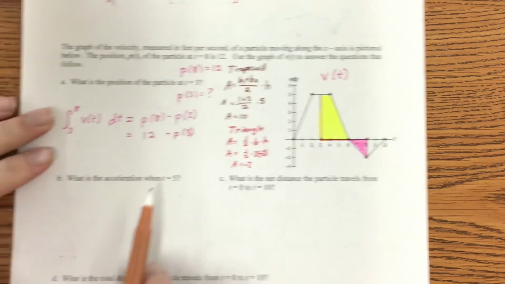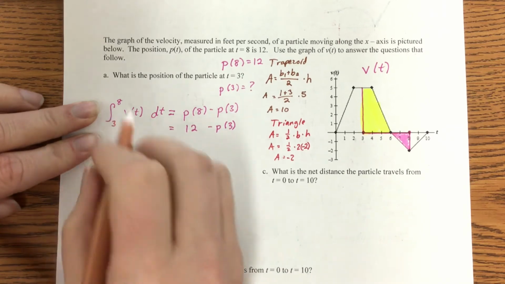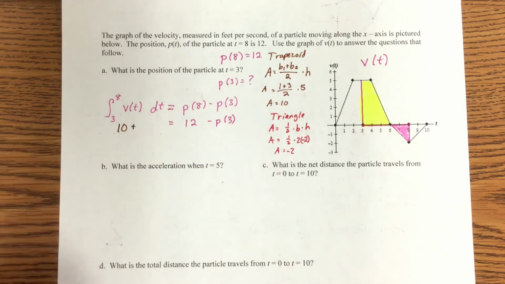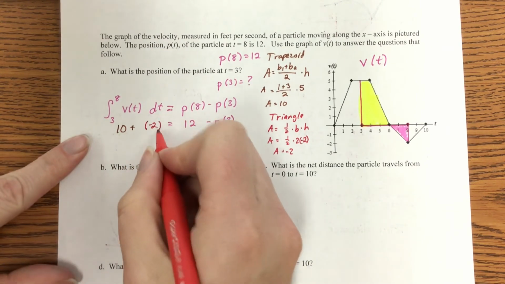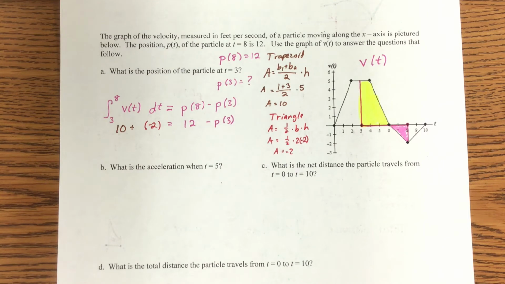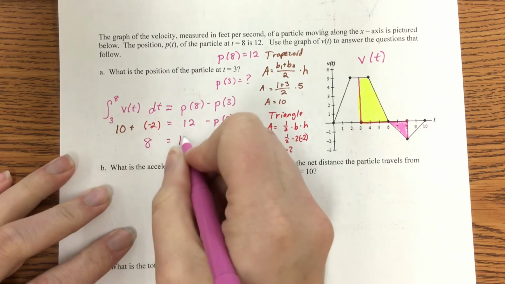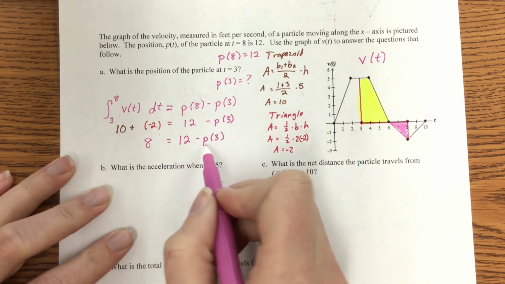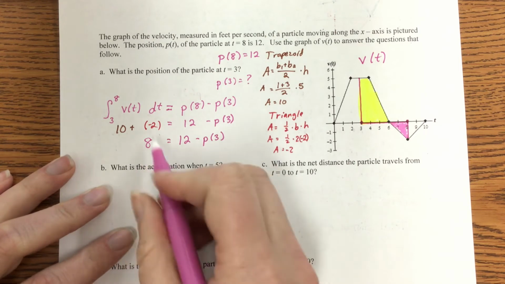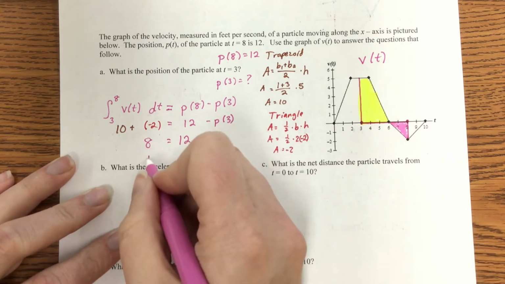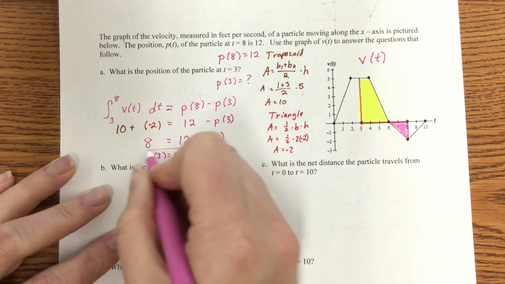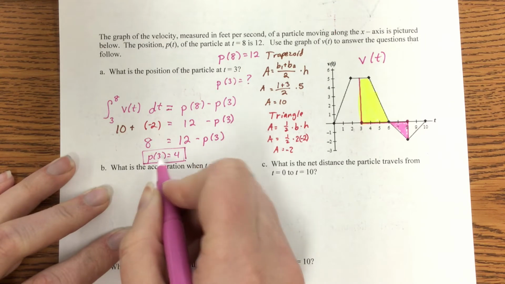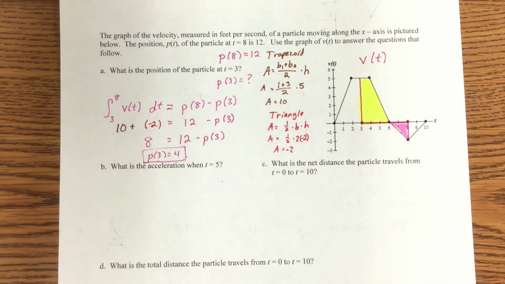The area total between 3 and 8 is 10 plus -2, which is 8. So 8 equals 12 minus p of 3. What does p of 3 have to equal? Looks like 4. If you add p of 3 to both sides and subtract 8 from both sides, you get p of 3 equals 4. Yay! So the position is 4 when t equals 3. The position is 12 when t equals 8.